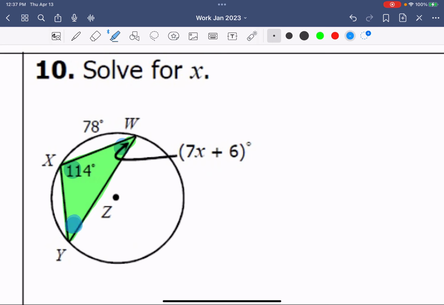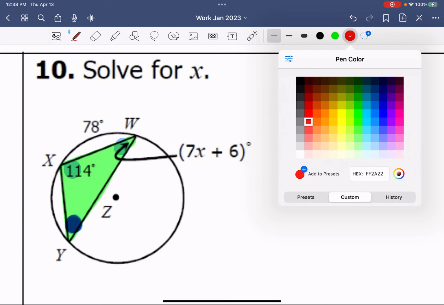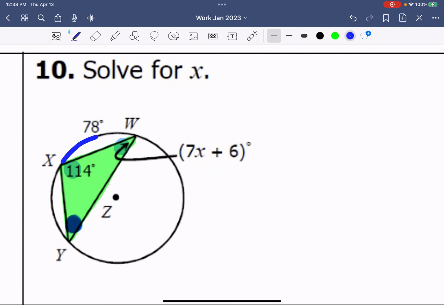Now, what is this missing side over here by Y, this angle Y? Well, it's coming from the outside arc. It's coming from XW because Y is X, Y, W. So if I divide this number by 2, I can push it into that corner. 78 divided by 2, and we get 39.